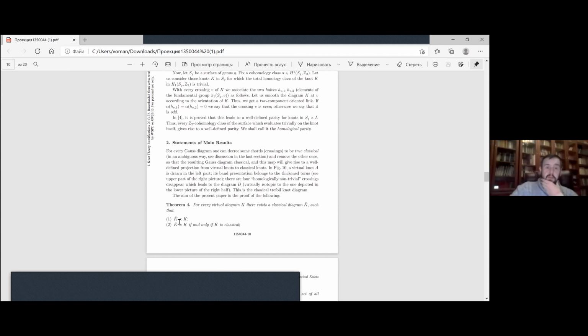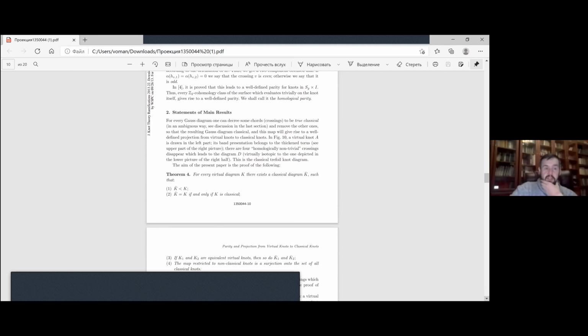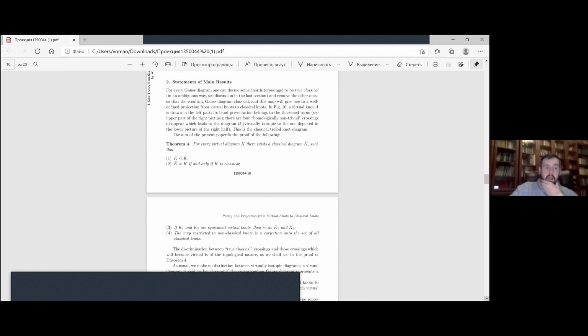So possibly I should have written here less than or equal to, to be absolutely exact. So this projection, it exists. I'm just saying that there exists some diagram which is classical. I consider everything up to detours. And K bar equals K if and only if K is classical. And actually, if K1 and K2 are equivalent as virtual knots, then K1 bar and K2 bar are equivalent as classical knots.